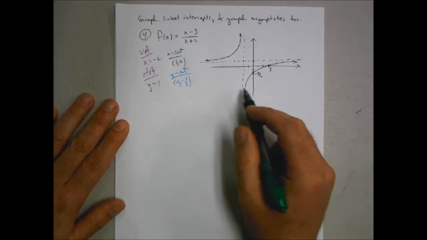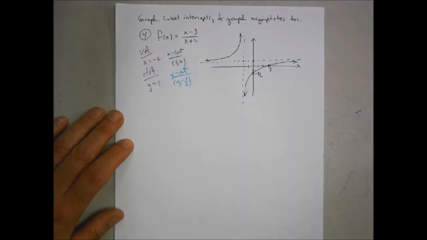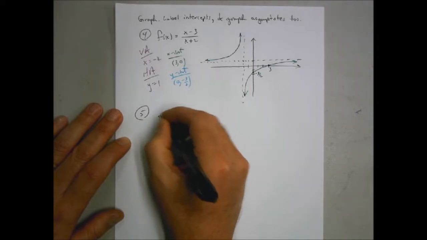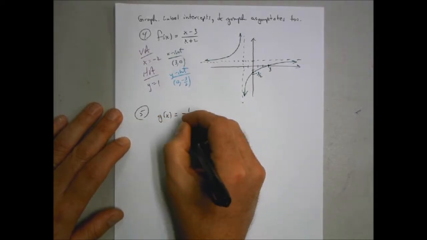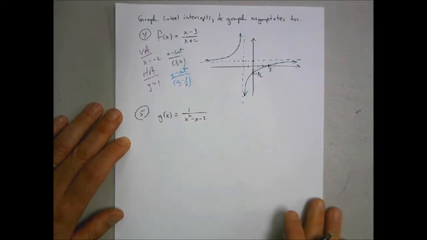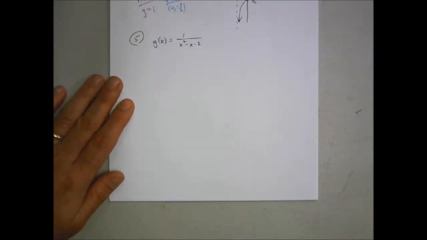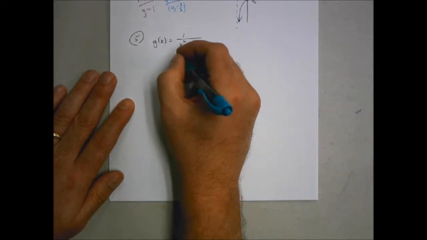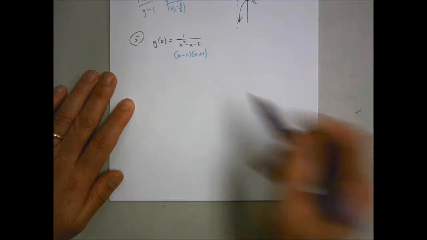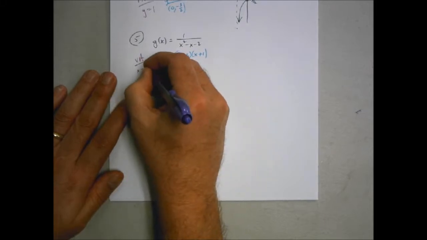g of x equals 1 over x squared minus x minus 2. Okay, factored form for the denominator, x minus 2, x plus 1. They don't reduce. I've got two vertical asymptotes, x equals 2, x equals negative 1. Does the limit exist as x goes to infinity? Yes, it's bottom heavy, so y equals 0 is the horizontal asymptote.